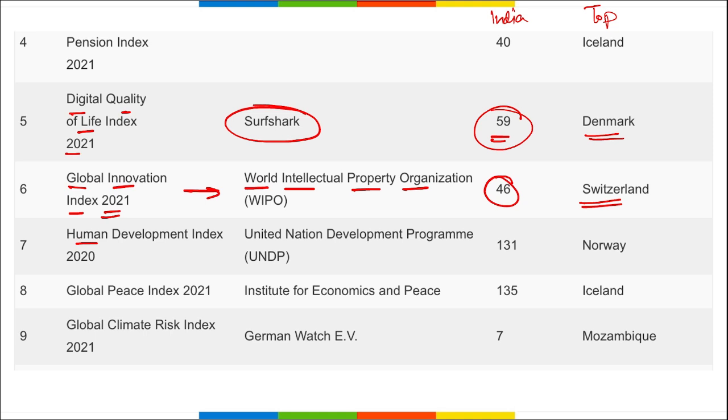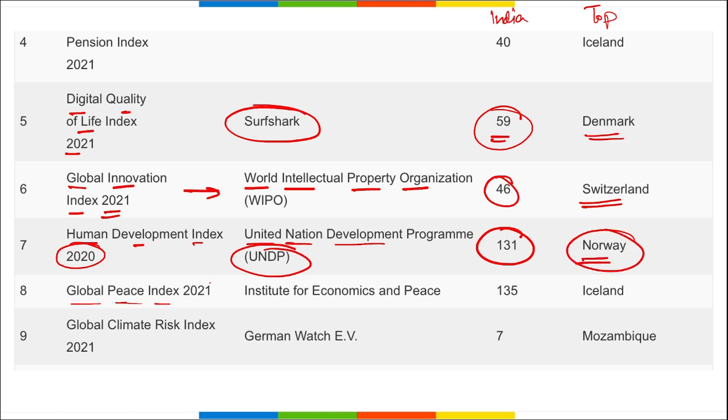Next comes your Human Development Index. This is for the year 2020 friends. This was released by the United Nations Development Programme and the rank of India in the UN Human Development Index was 131, that was topped by Norway. Next comes your Global Peace Index for the year 2021. It was released by the Institute for Economics and Peace. Rank of India here is 135 and it was topped by Iceland.